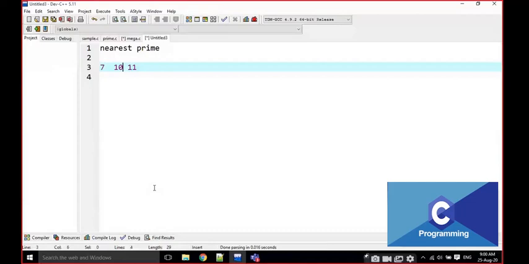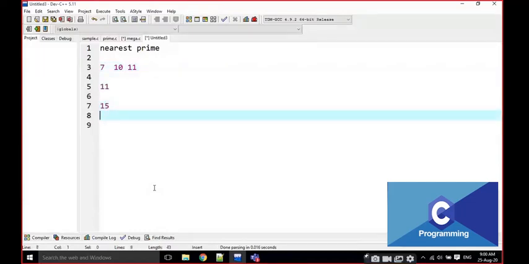Okay. For example, 15. 15 is not a prime, right? What is the nearest prime of 15? 17 and 13. Both are nearest to 15, right? That's why we have to print 13 and 17 also. If both are the same distance, we have to print both, and if one is nearer to the number, we have to print that number. Okay, is it clear, everyone?